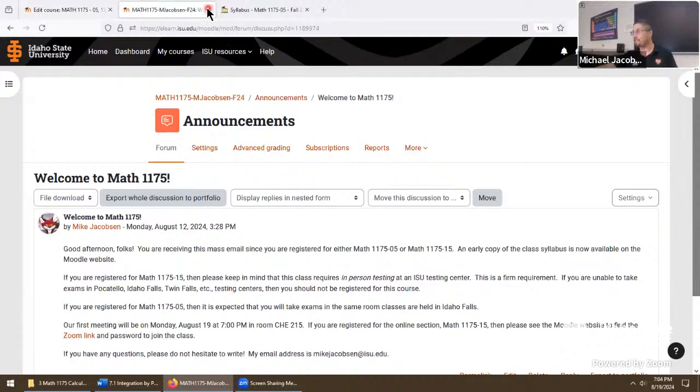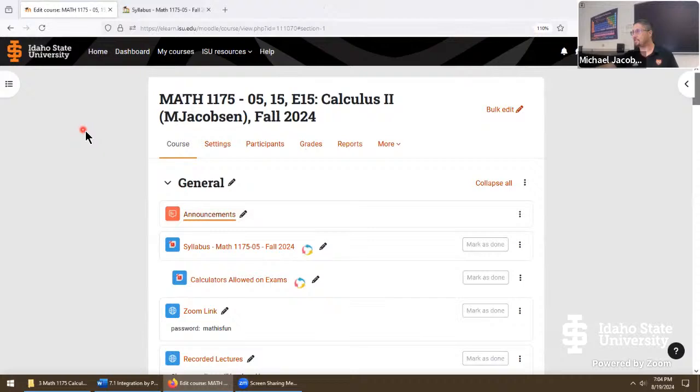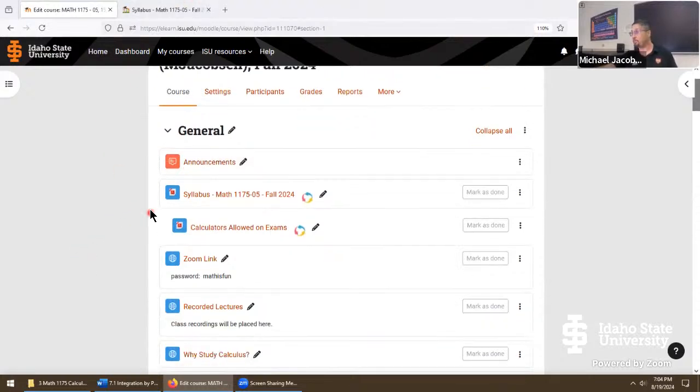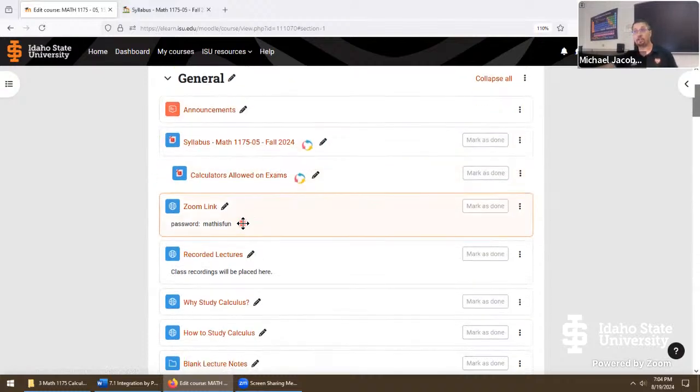I'll let you take a look at that. Nothing too major, just general stuff, Zoom link and the like. So pretty much everything is going to happen on this Moodle webpage. We'll go through this document in a little bit of detail, but we won't be bored to tears reading it line by line. One thing I should mention right away is there's a calculator policy.